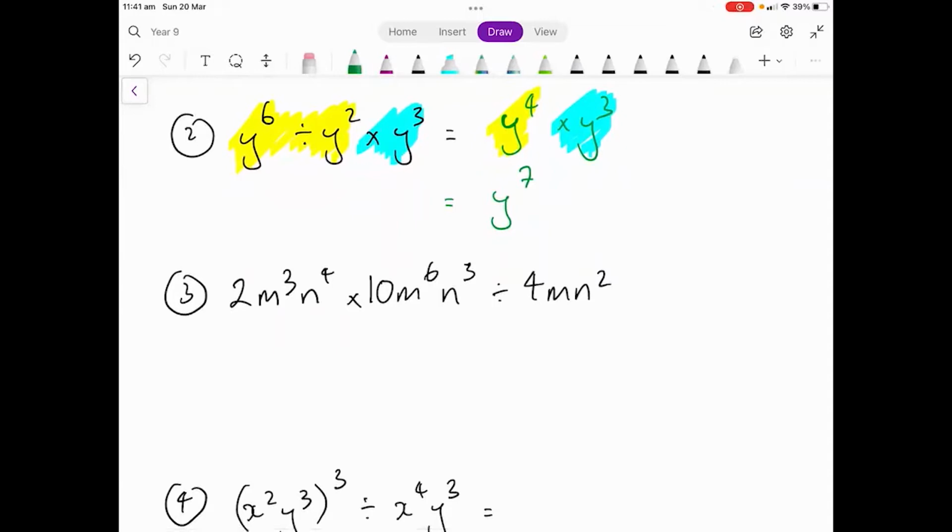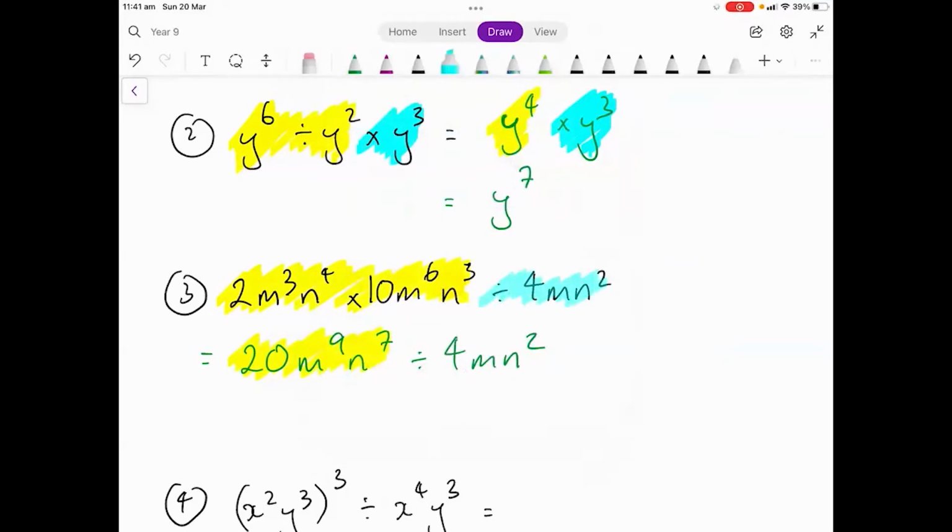Question 3, I have multiplication first and division second. So according to my order of operations, I do multiplication first. So you can see there 2 times 10 is 20. M to the power of 3 times m to the power of 6 is m to the power of 9. N to the power of 4 times n to the power of 3 is n to the power of 7. And so that's 20 m to the power of 9, n to the power of 7. I leave everything else the same.